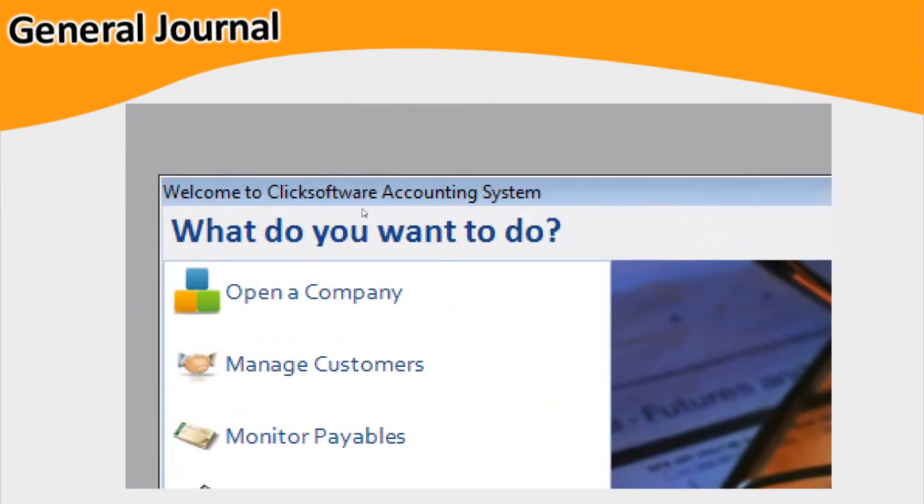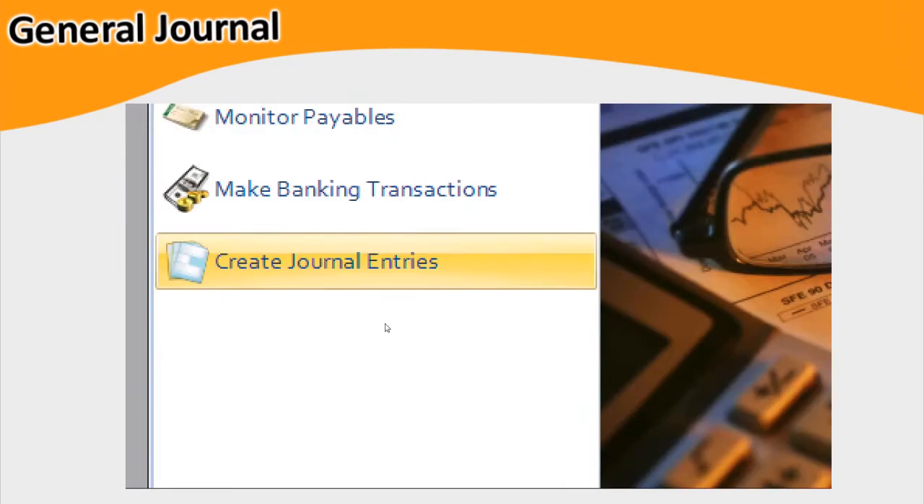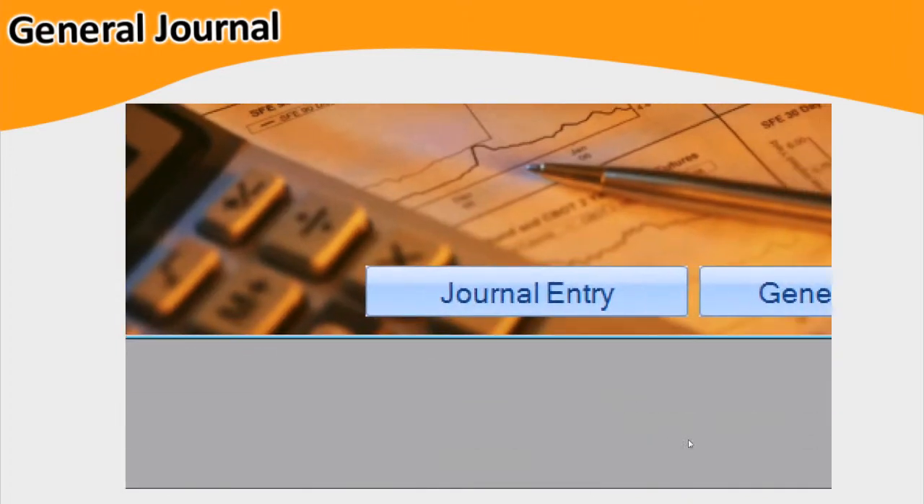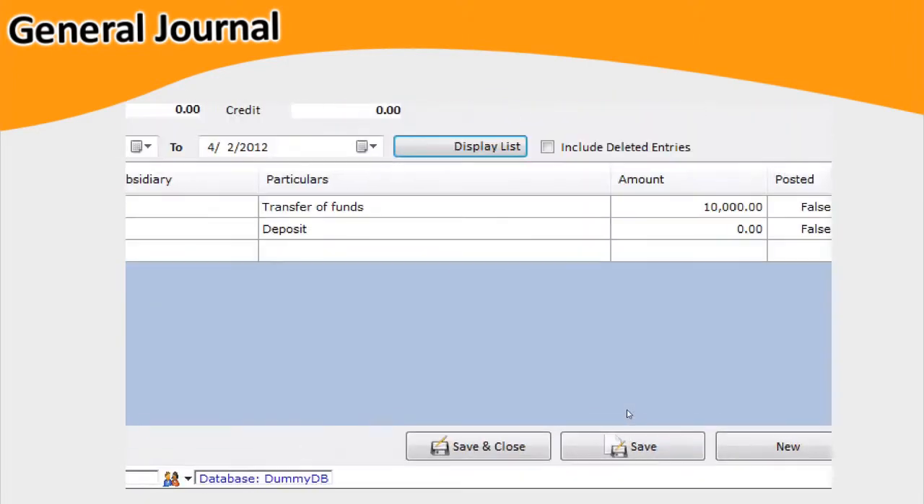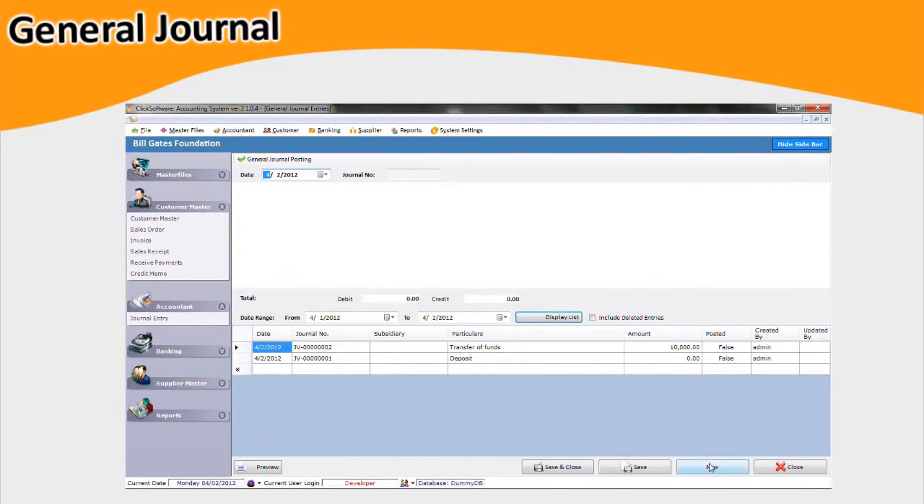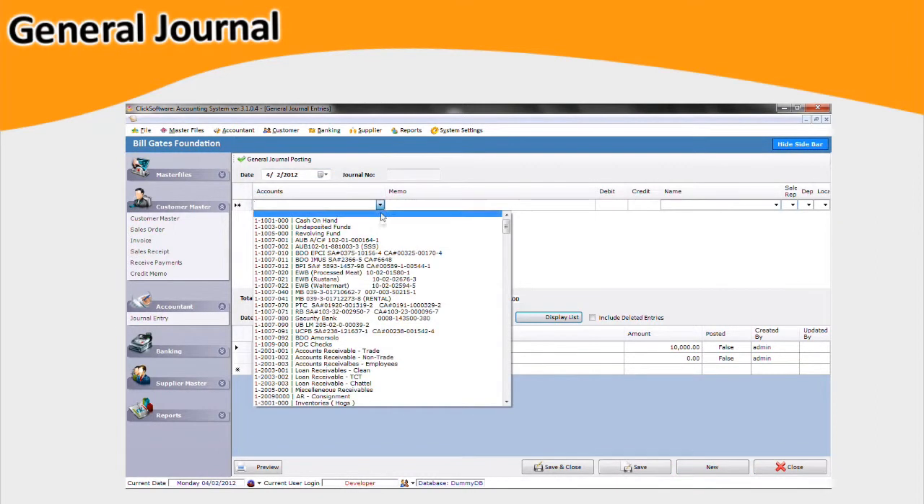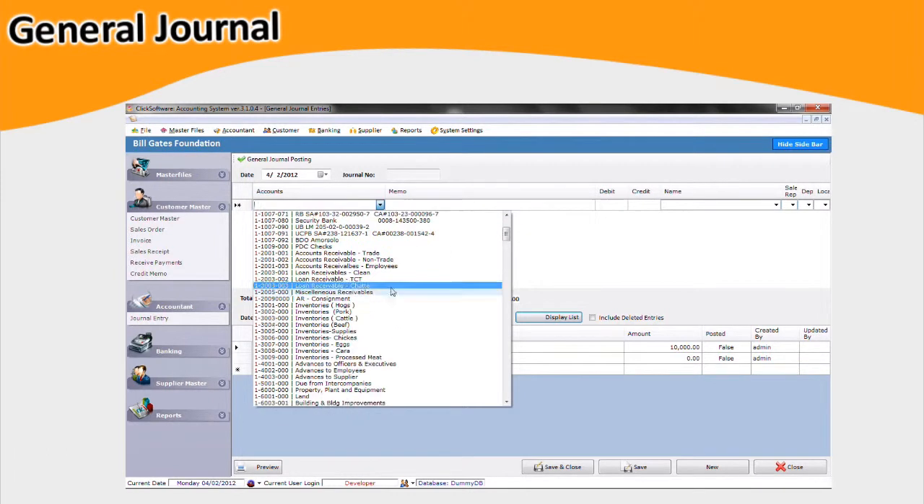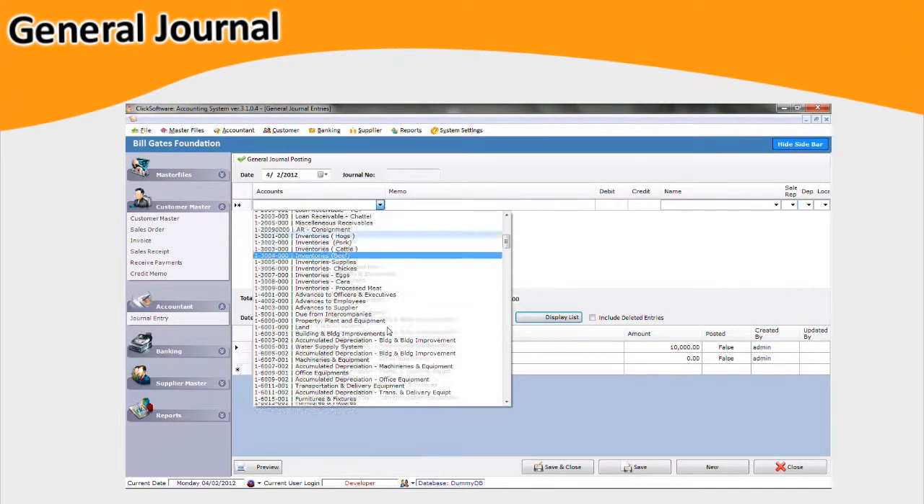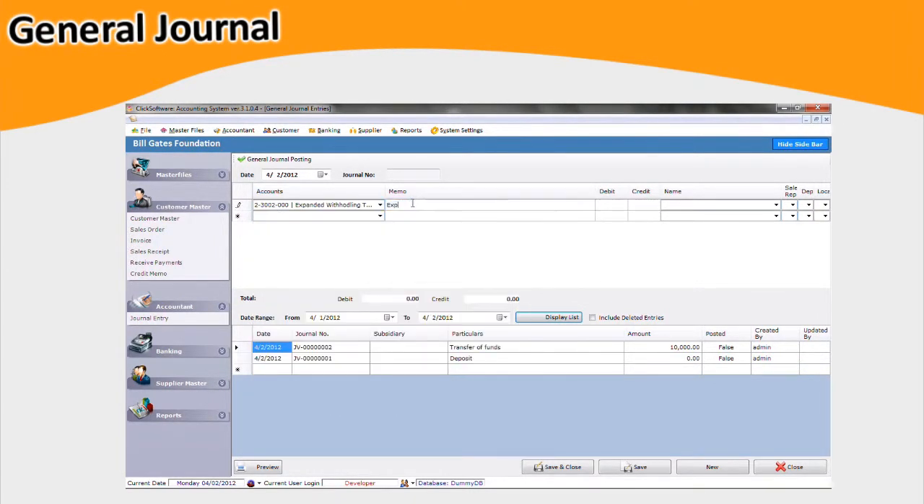To record a journal entry, click Create Journal Entries, then select Journal Entry button. To create a general journal entry, click New button. Select account from drop-down list. This account is from the chart of accounts. Fill out the memo column to enter some description of the account. Put debit amount into debit column for the assigned account.